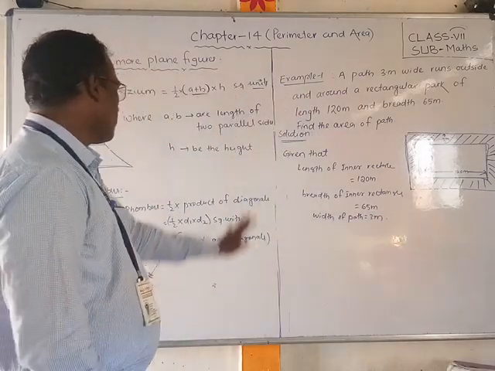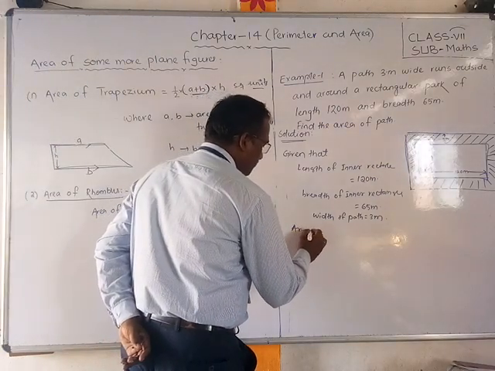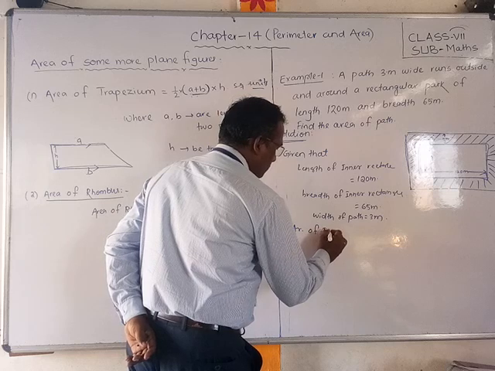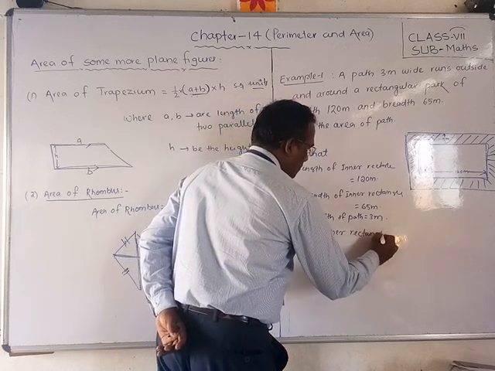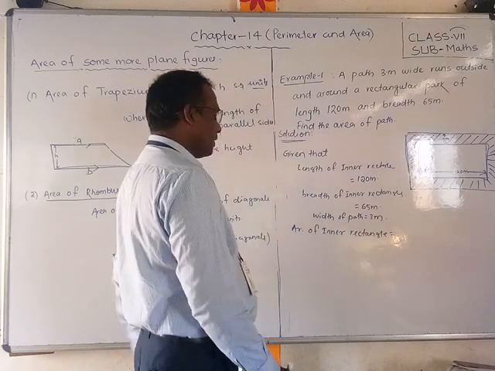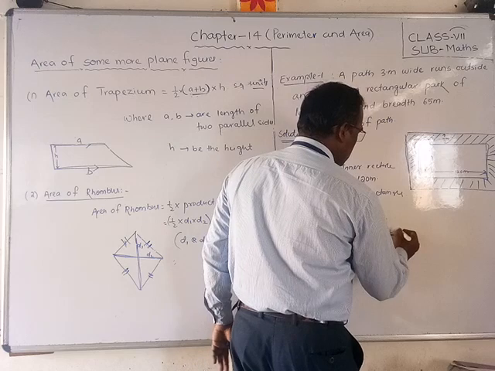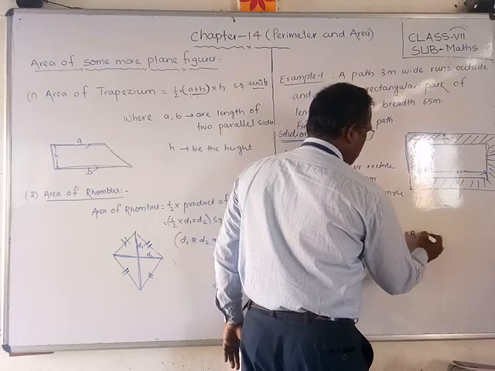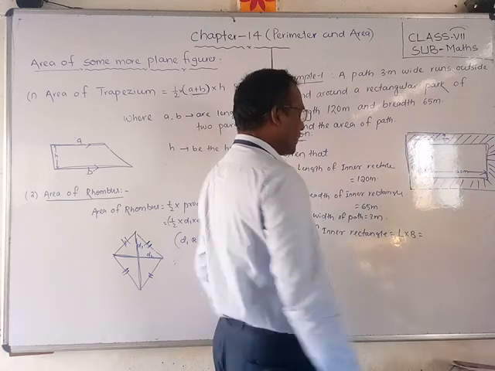So now, first of all, find the area of the inner rectangle. How much will it come to, students? To find the area of the inner rectangle, we multiply length into breadth. This is the plane figure we are observing now, and that area you have to find first.